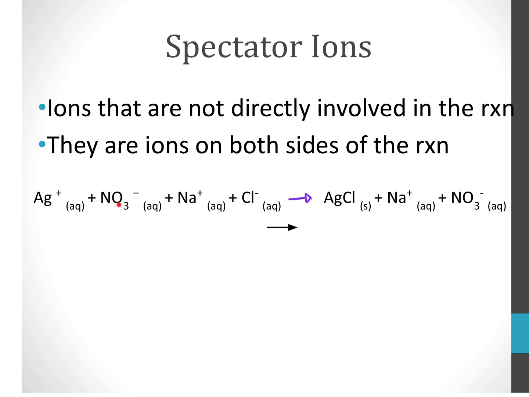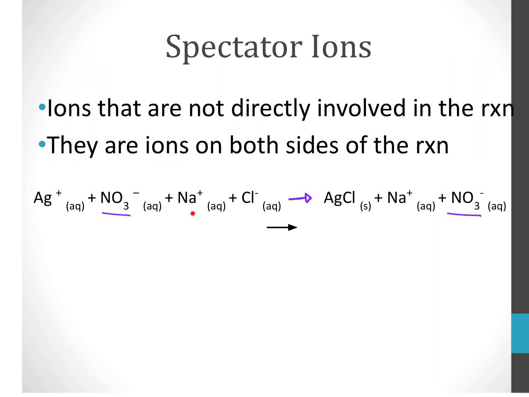Then we move on. This is nitrate, NO3 with a minus charge. Does it look identical on this side? I'm going to underline that. That is an example of a spectator ion. It looks identical on both sides of the equation.